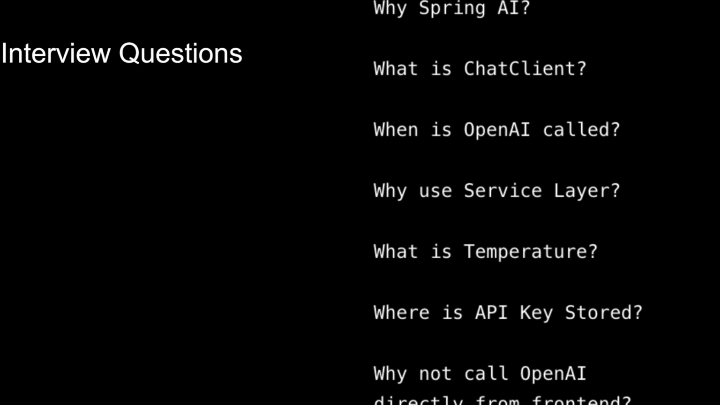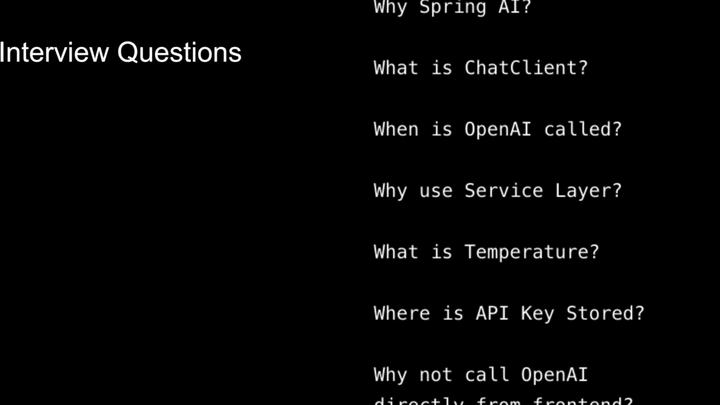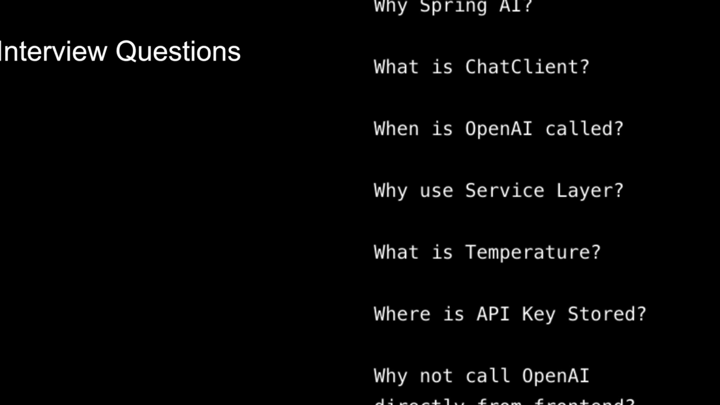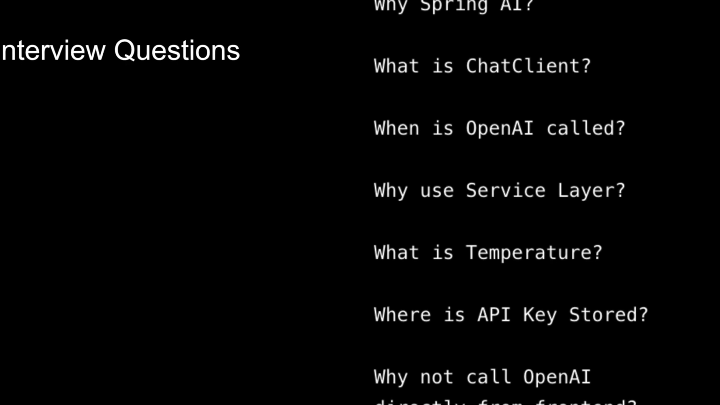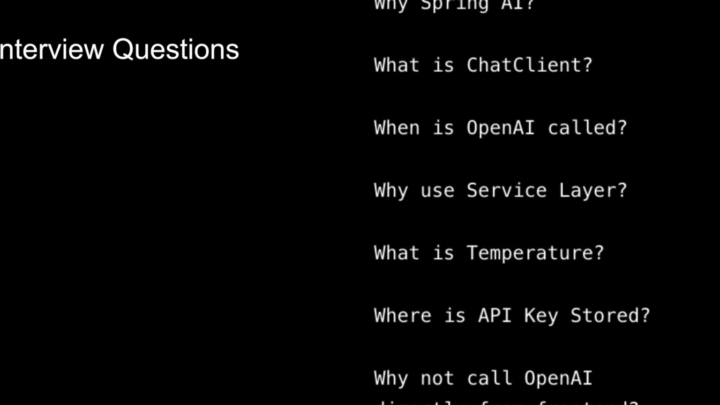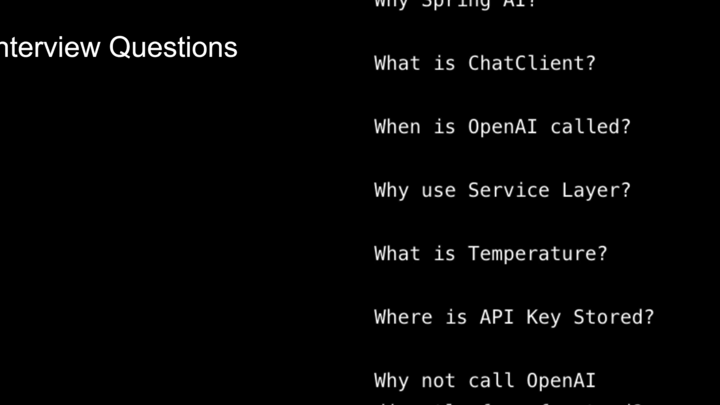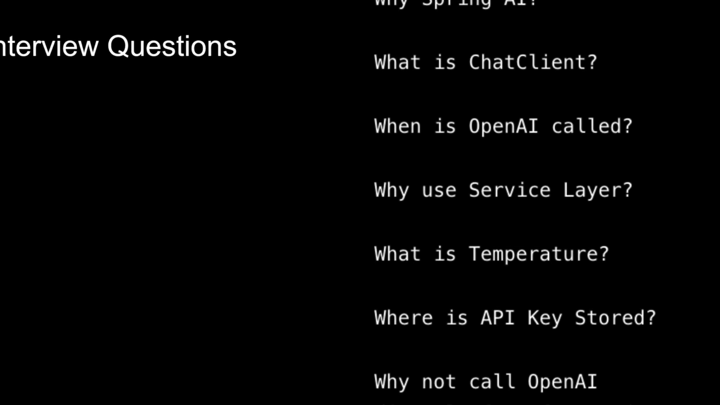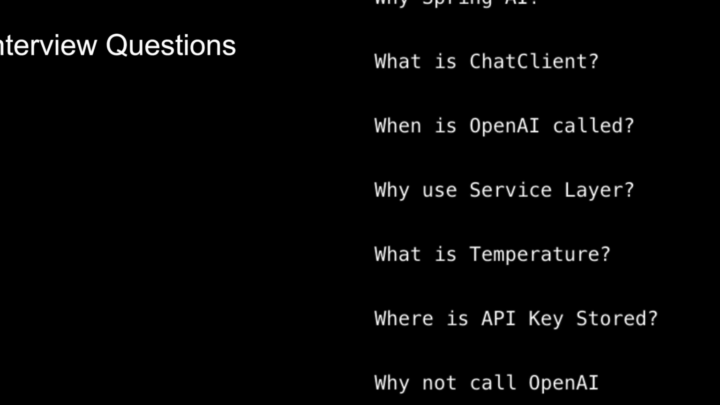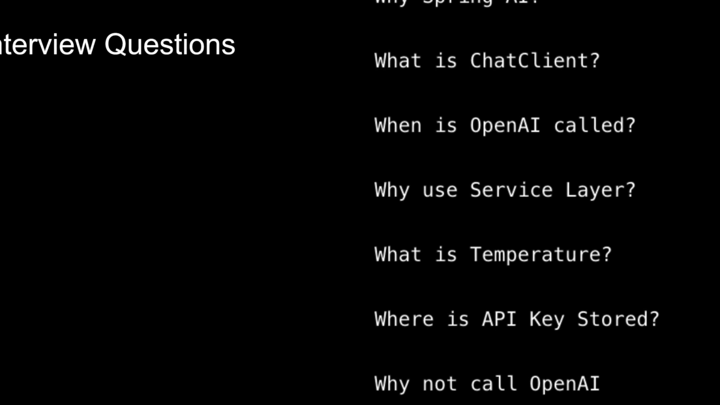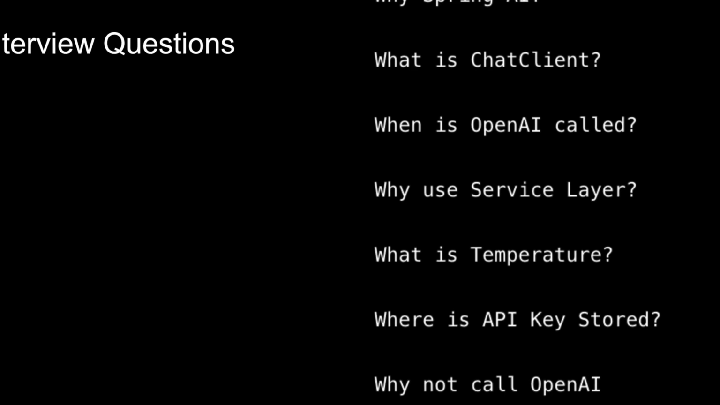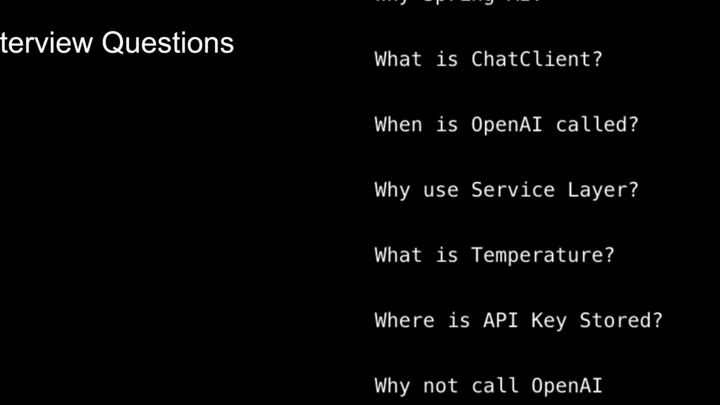Today, you have built your first AI powered Java application. More importantly, you didn't just copy code, you understood what actually happens internally. You now know how a request enters a Spring Boot application, how Chat Client prepares the request, when the network call happens, how OpenAI generates the response, and how the answer comes back to your API. This understanding is very important.